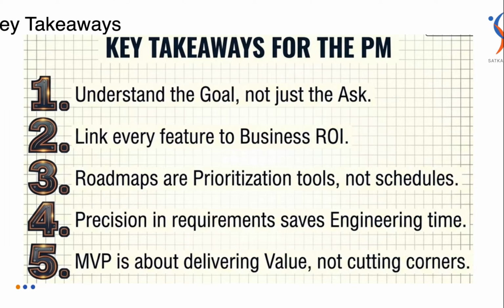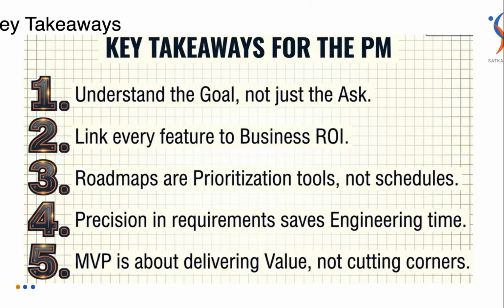All right. So in summary, we talked about specification, we talked about functional, non-functional, and we talked about user stories. We talked about the goals, the motivation, and not just the features or the ask, right? Link every feature to business ROI. Roadmaps are prioritization tools. They are not schedules, and they can change. But you need to have precise information about what you are going to do now and next. Everything else can be later.